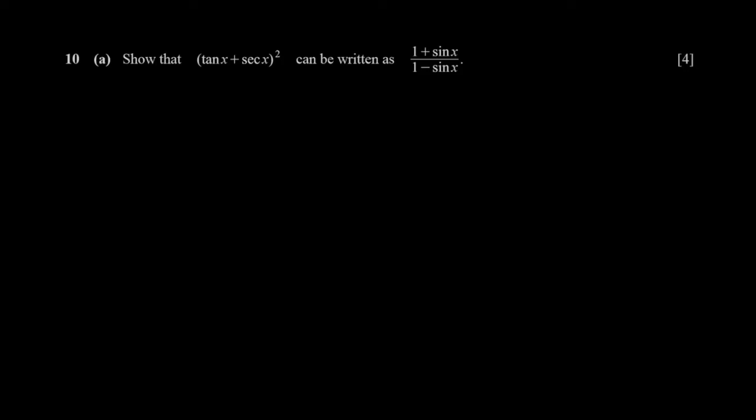Okay, question 10. We want to show that tan x plus sec x all squared can be written as 1 plus sine x over 1 minus sine x. So this is a trigonometric identity question. Now, there are a couple of different strategies you can do with this, but particularly when I notice that the end result has just got sines, then my strategy is immediately to convert things like tan x and sec x to sine or cos if I can.